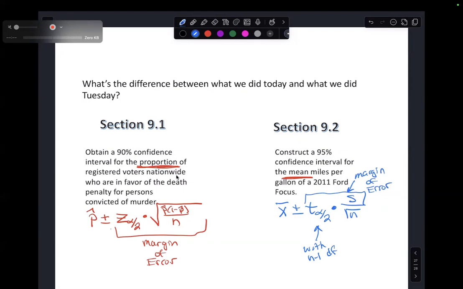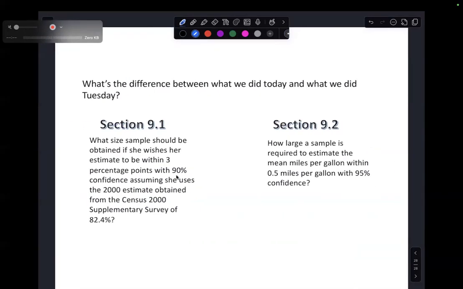Okay. Now we're going to move on to the sample sizes. So once again, what you're going to see is something like this: within 3 percentage points. And you might see something about a supplemental survey or a previous survey. You may or may not see that, but it'll say something like within 3 percentage points. If it's looking for the sample size, it'll mention something about percentage points.